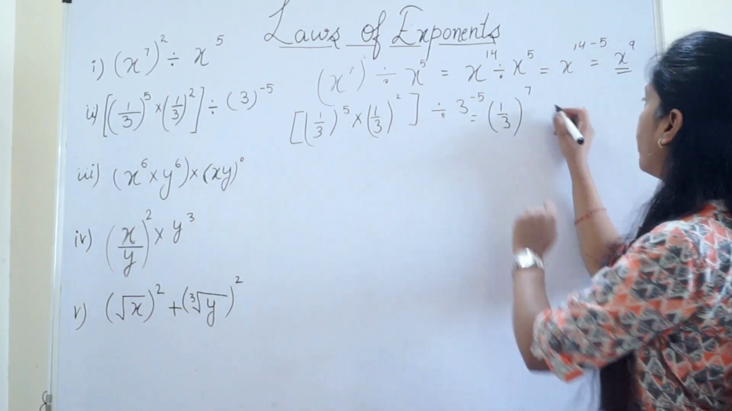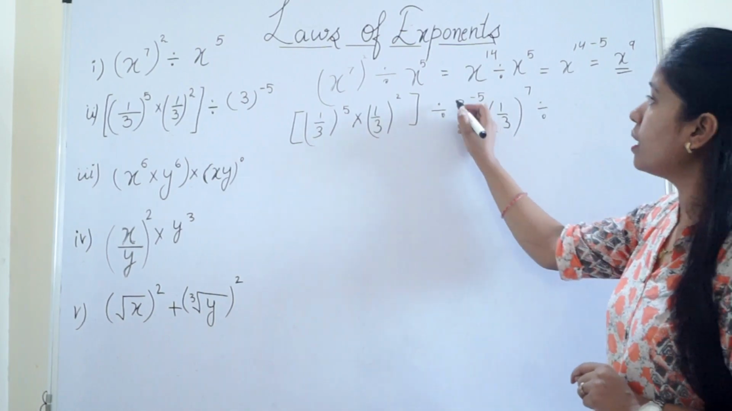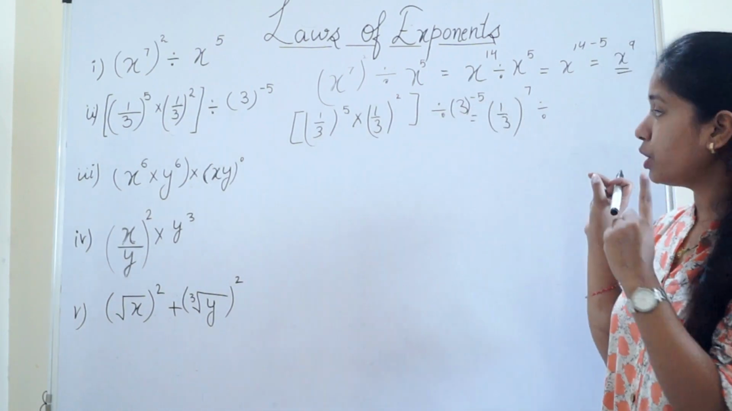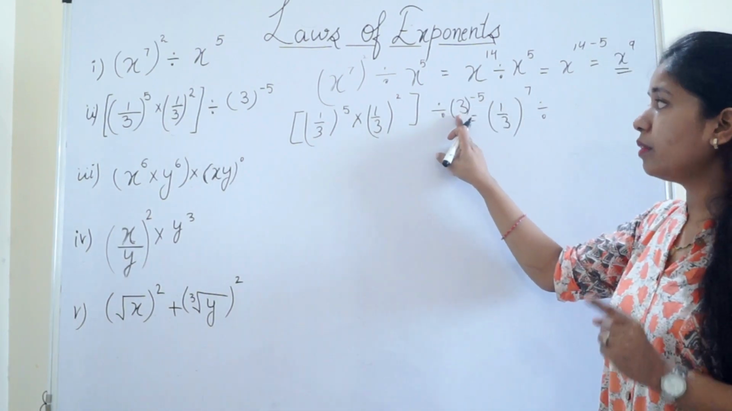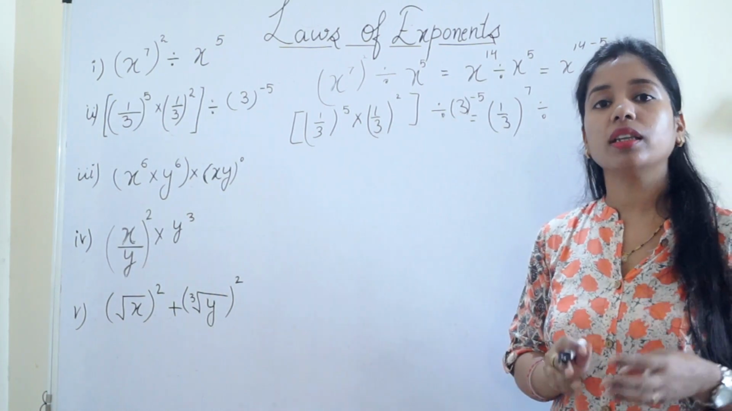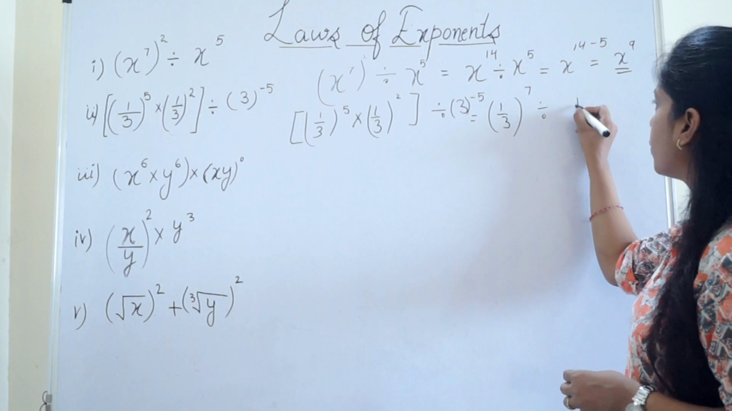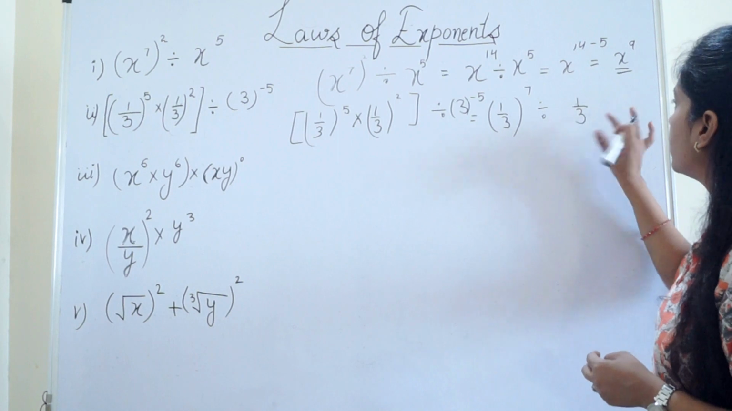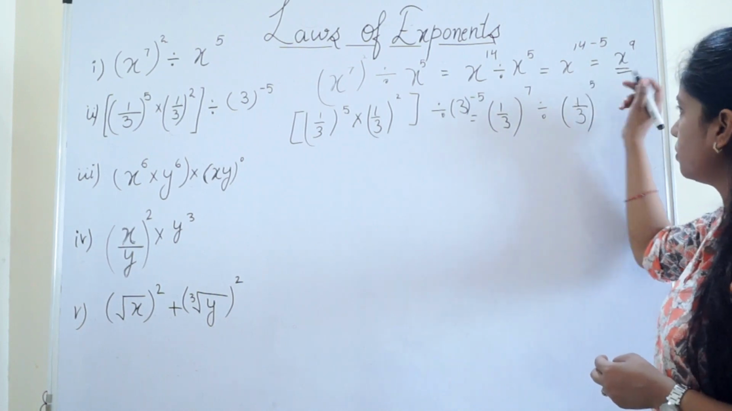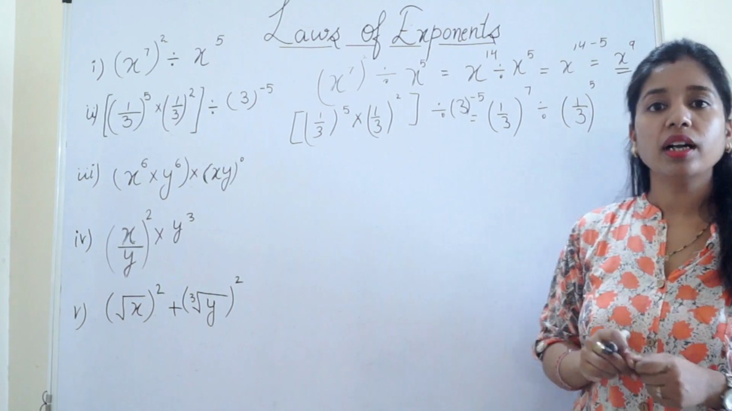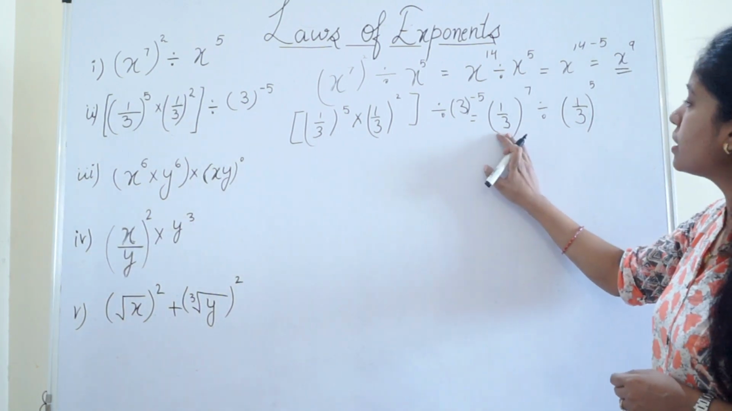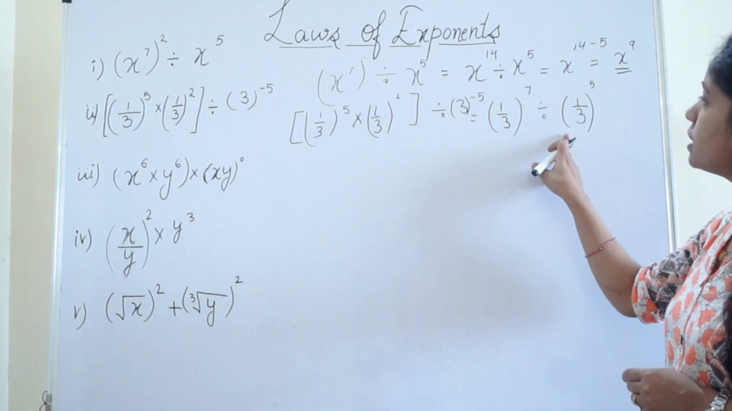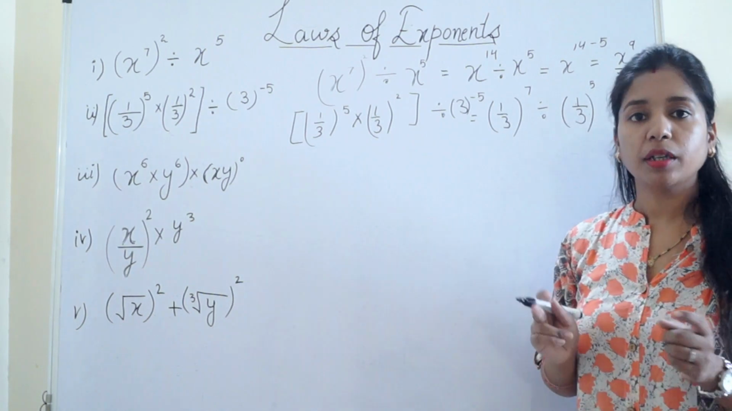Next I have the division, and you can see that this 3 has a negative power. So we again use the law which states that if any base has a negative power, we reciprocate the value. We can write it as 1 upon 3 to the power 5, or 1 upon 3 whole to the power 5. Now the bases are 1 by 3 and 1 by 3 and the powers are 7 and 5. But these bases are in division, so this time we subtract the powers.